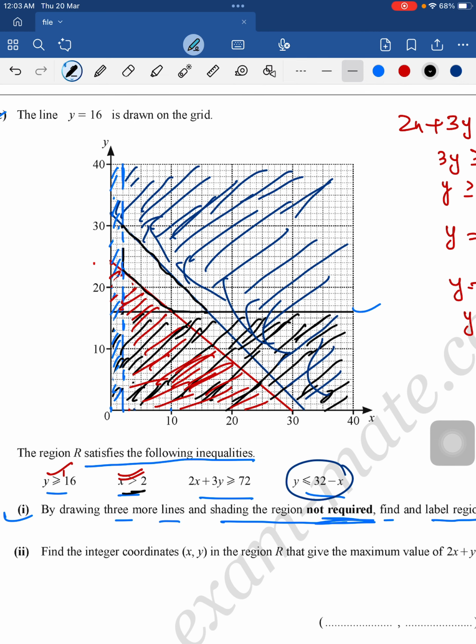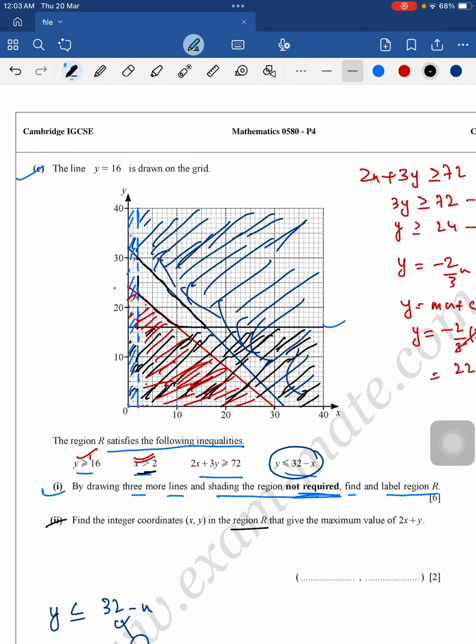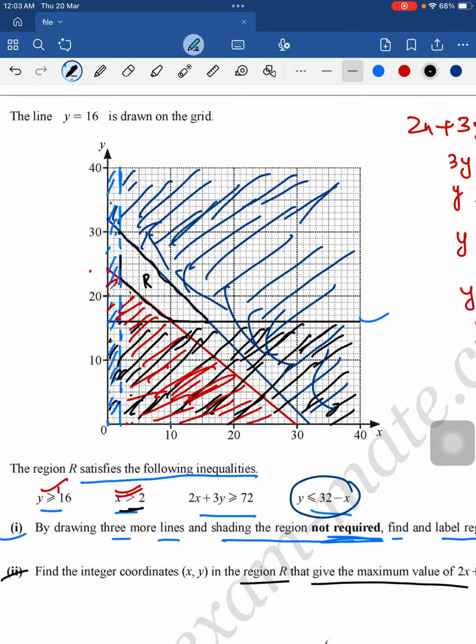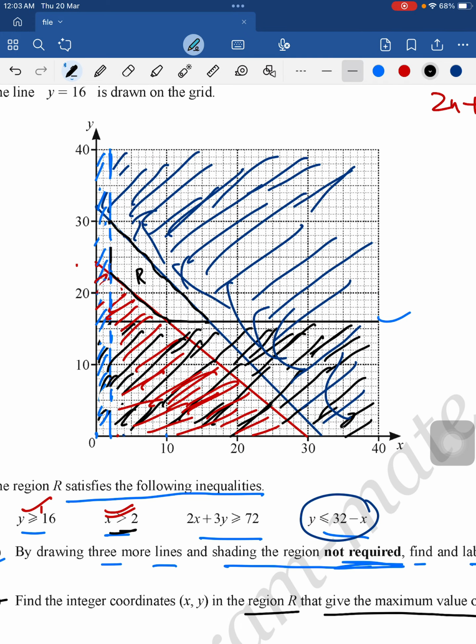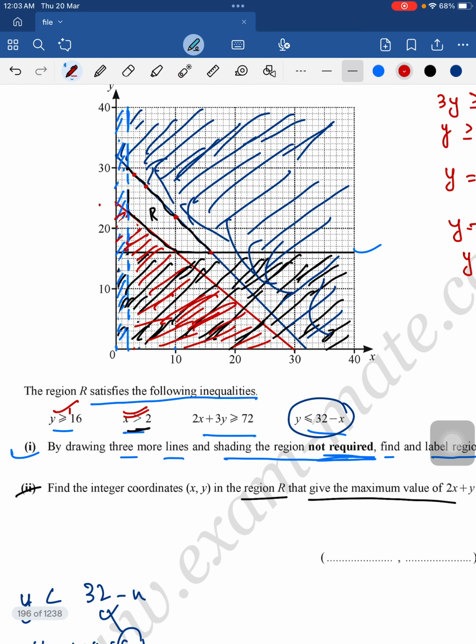Okay, so find the integer coordinates in the region R that give the maximum value of 2x plus y. So we have to think of the values which can give us the maximum, right? Now let's check out. If we see over here, this can be a value, right? This can be a value, right? This can be a value. We have to think of the upper parts so that we can get the maximum value of 2x plus y, right? So what are these first data points?